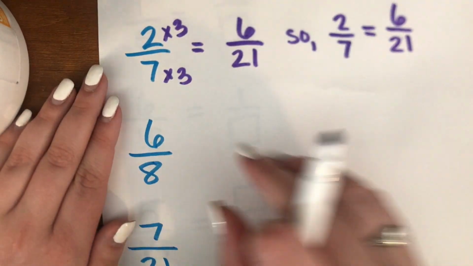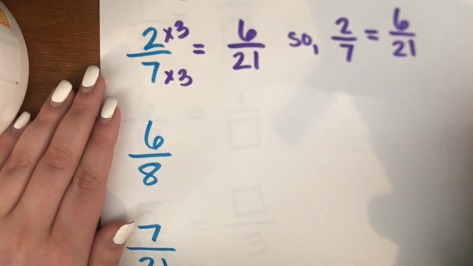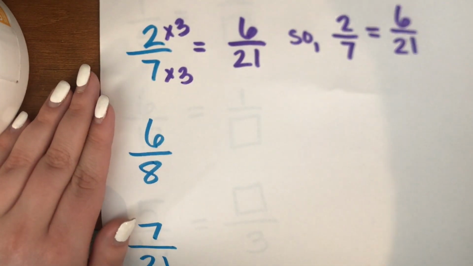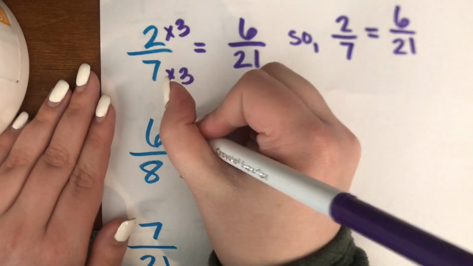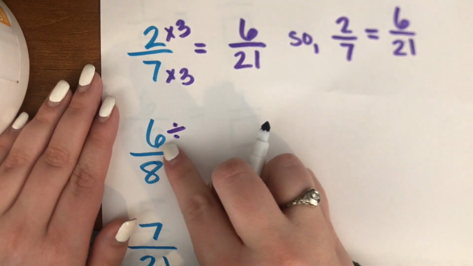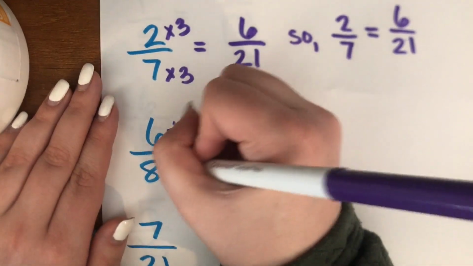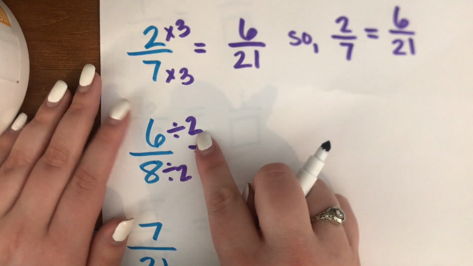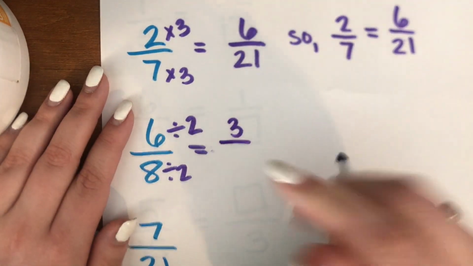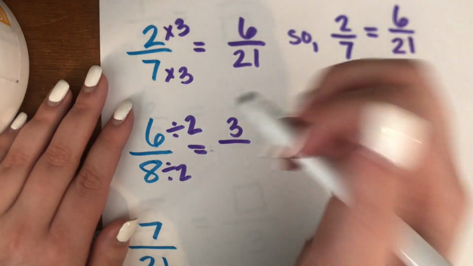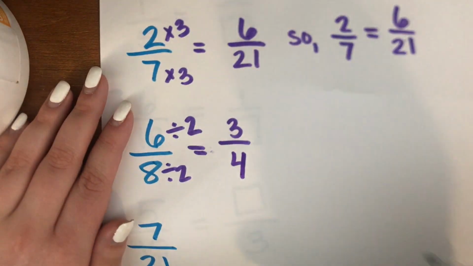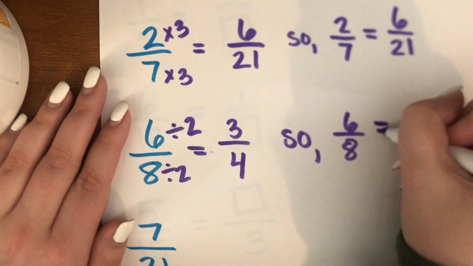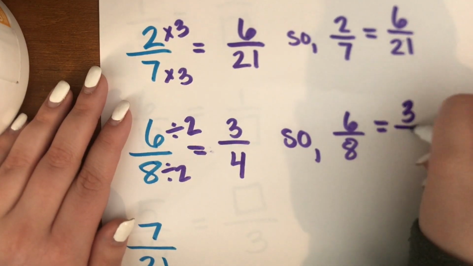Now I'm getting to a number where both of these parts of my fraction can both be divided by 2 evenly. So I am going to divide this time. 6 and 8 can both be divided by 2 and come out with an even number. 6 divided by 2 equals 3. 8 divided by 2 equals 4. So 6/8 is equivalent to 3/4.